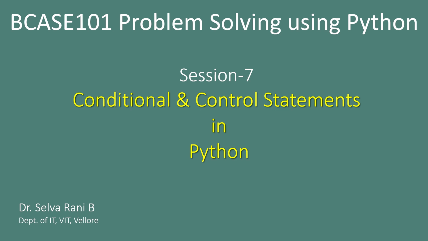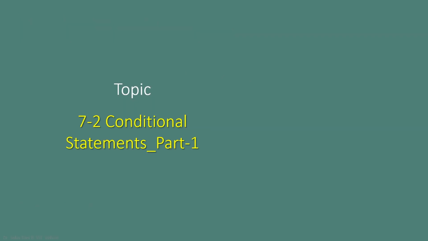In this session, let's deal with conditional and control statements in Python. Conditional and control statements are fundamental constructs that allow programs to make decisions and execute different blocks of code based on specific conditions. They are crucial for controlling the flow of execution within a program.